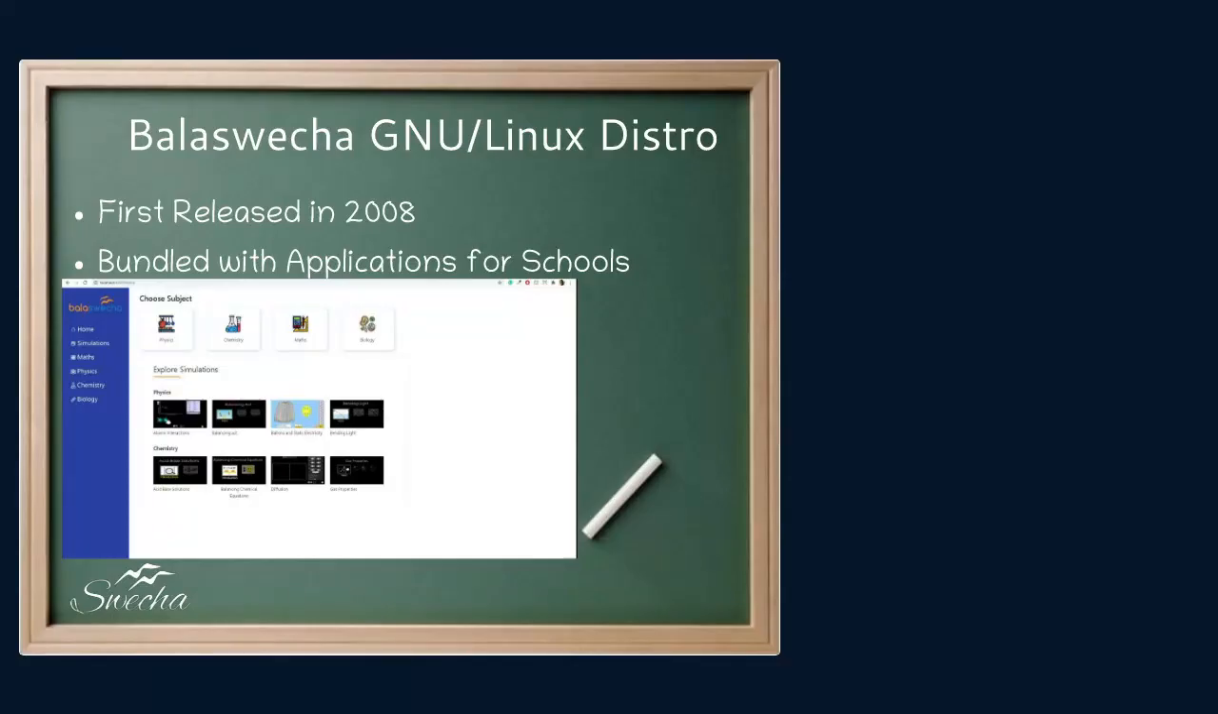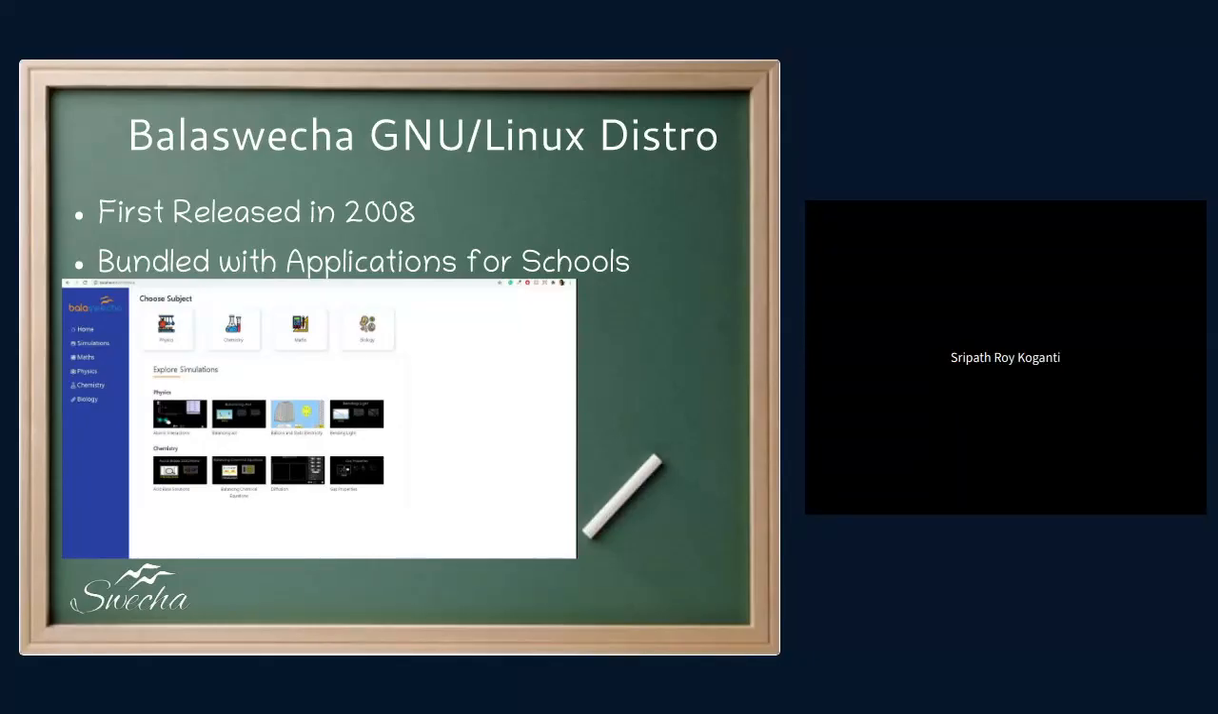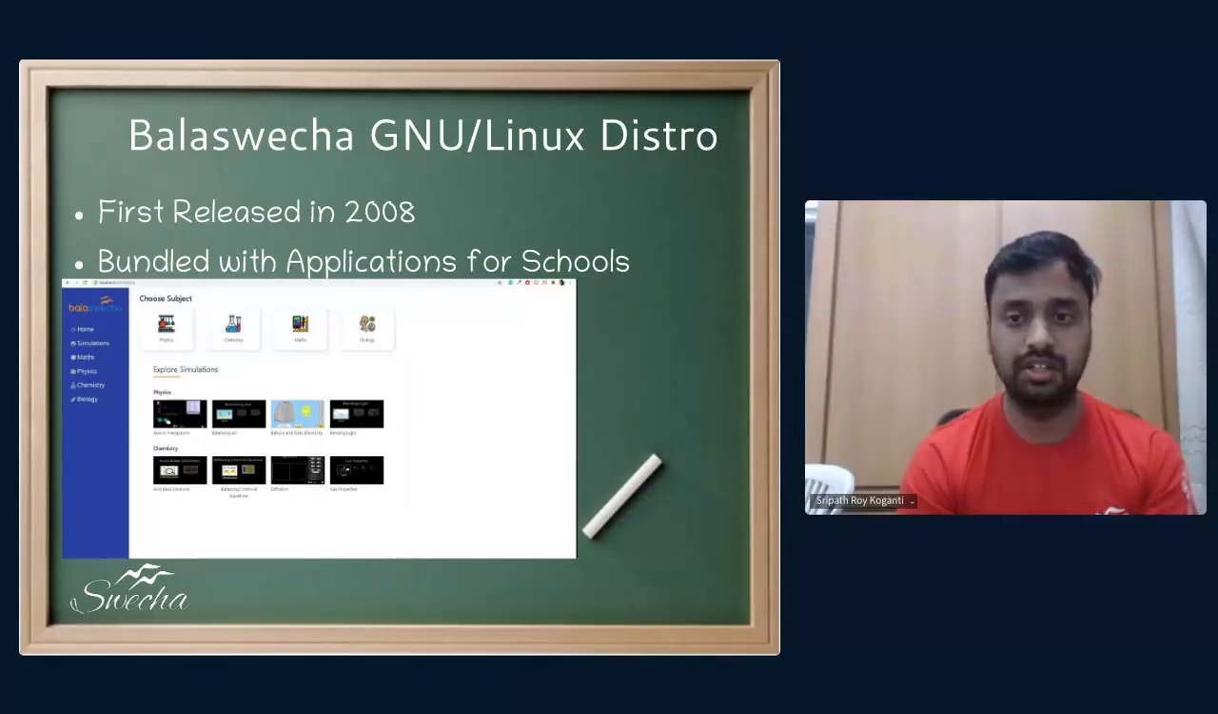So we had a GNU/Linux distro, and we had all these applications. We have simulations, a few that we built and a few that are already available on the internet. Why don't we build an operating system around it? Why can't we build our own GNU/Linux distro?